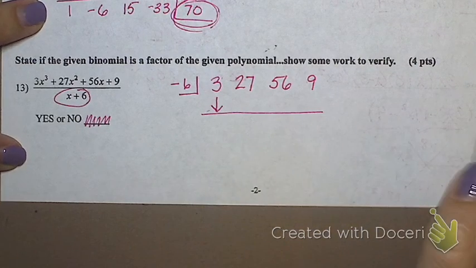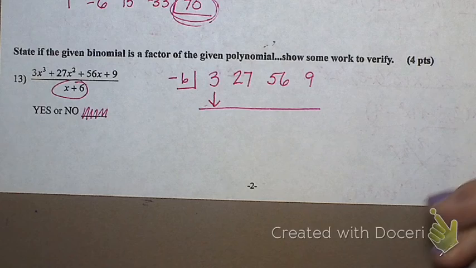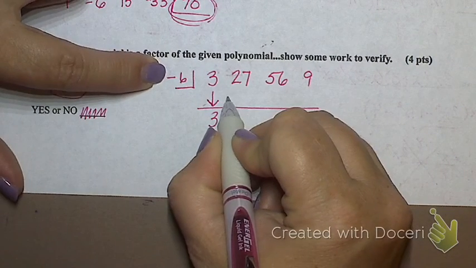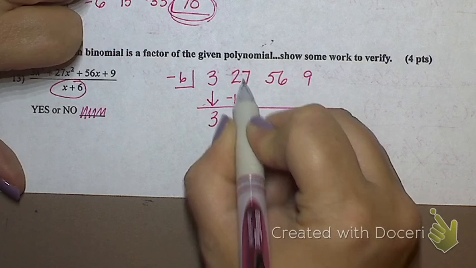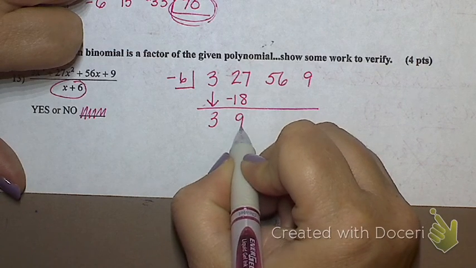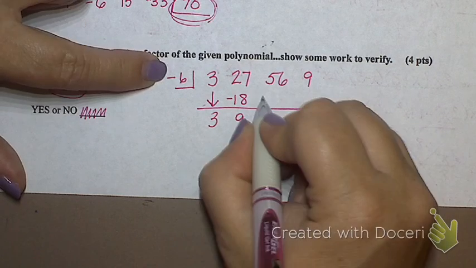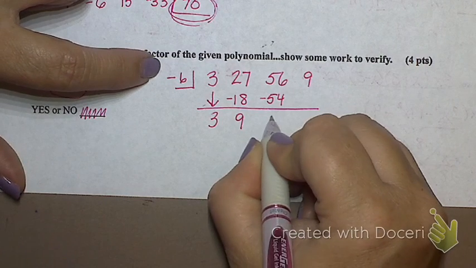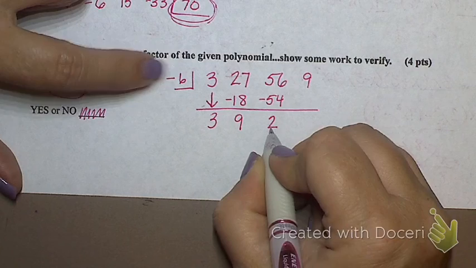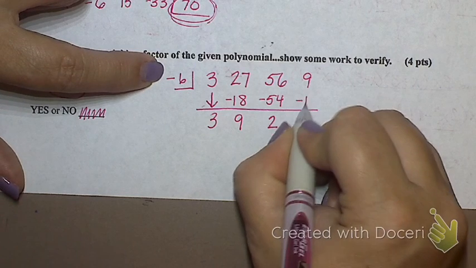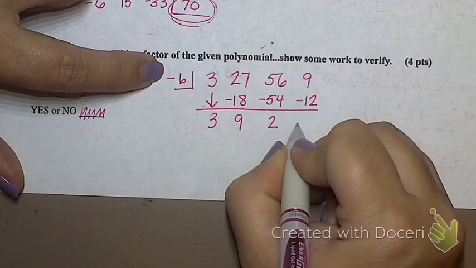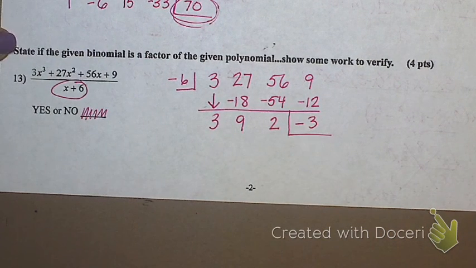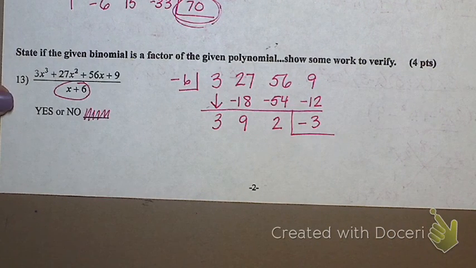Be very careful because one tiny mistake messes everything up here. Bring down the 3. 3 times negative 6 is negative 18. 27 minus 18 is 9. 9 times negative 6 is negative 54. 56 minus 54 is 2. 2 times negative 6 is negative 12. 9 and negative 12 is negative 3. That's my remainder. Since my remainder is negative 3, is this a binomial, or is this a factor?